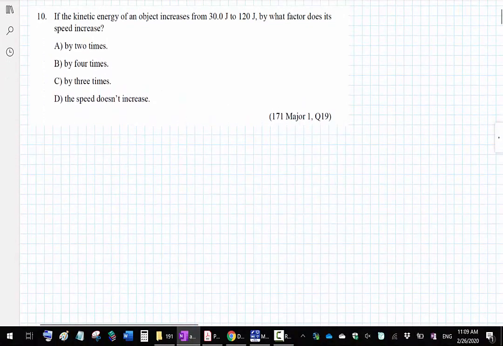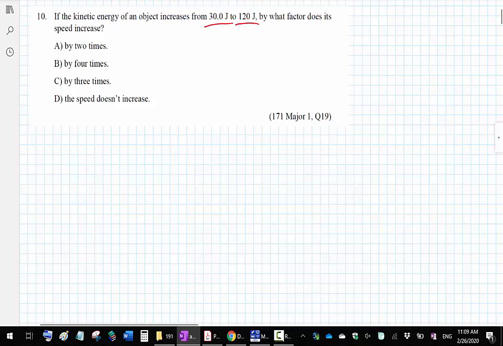In the first problem here, if the kinetic energy of an object increases from 30 joule to 120 joule, by what factor does its speed increase? So here he gives us the change in kinetic energy, and he's asking about the change in the speed. You know that the kinetic energy is half mv squared. So if you have the change of the kinetic energy, you need to take the square root to get the change in the speed, because the speed in the equation is squared.